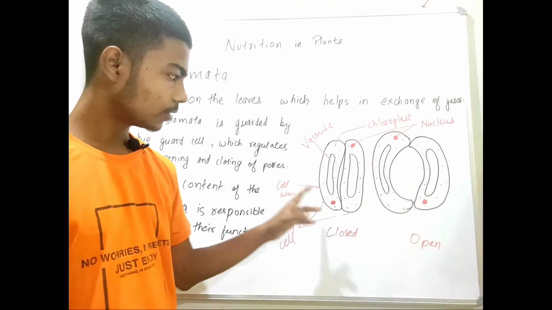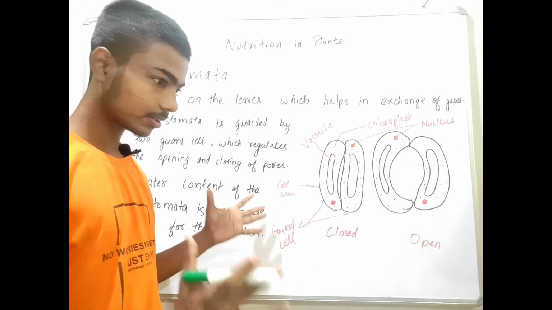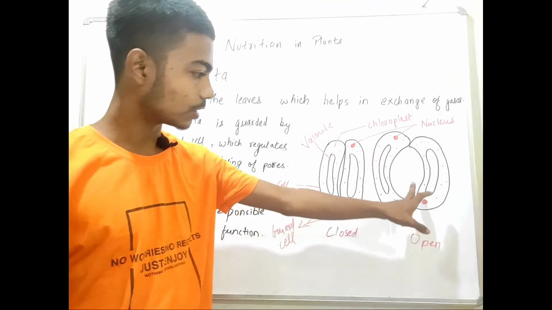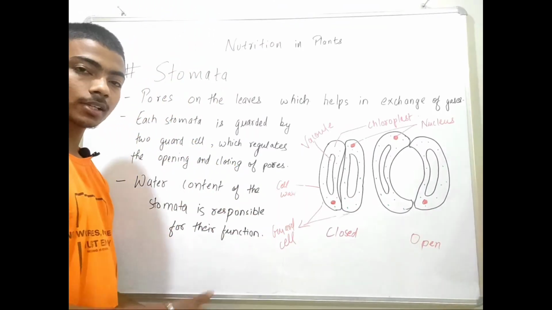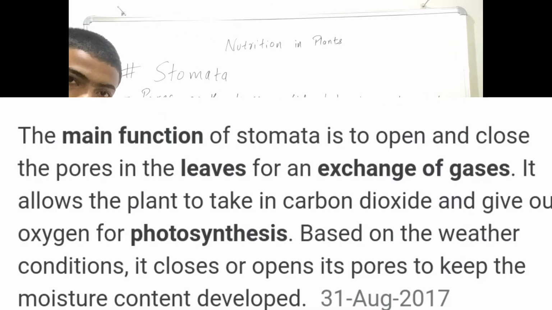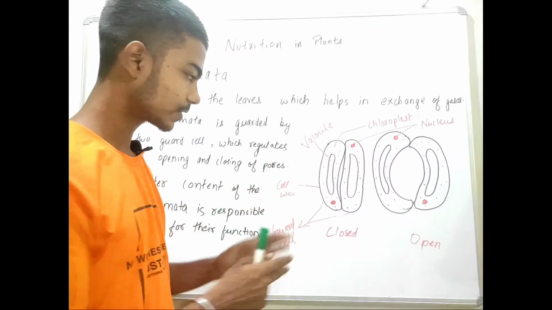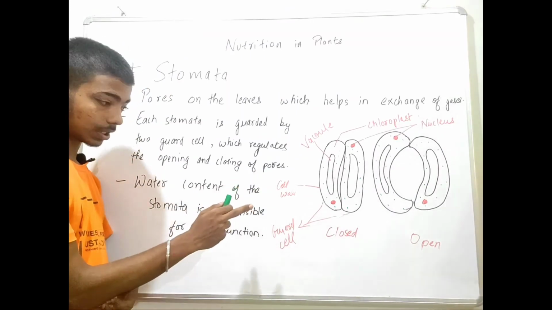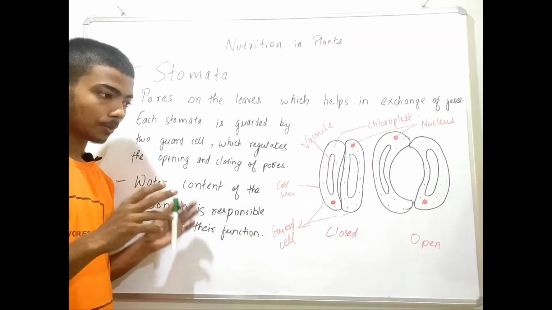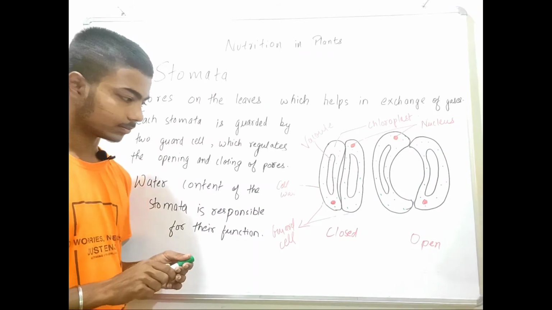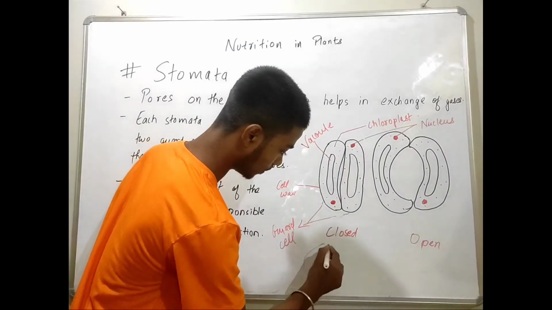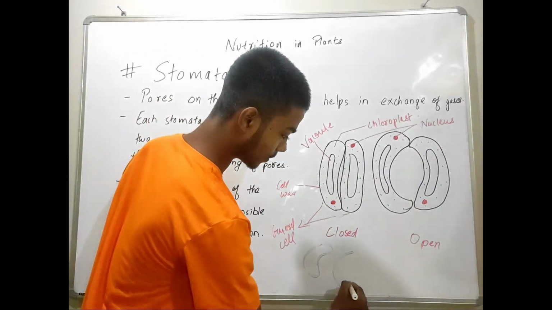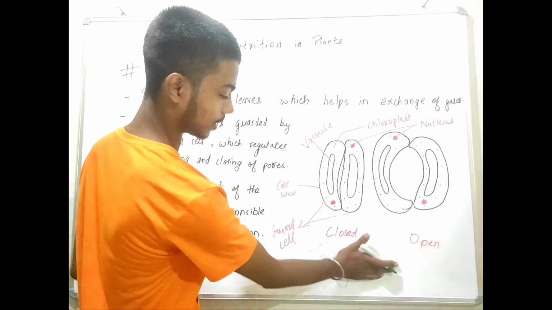So basically what happens here is it absorbs water and swells, and the stomatal pore gets opened. And when the water is again reabsorbed into the plant or is evaporated, or the water content gets low in the guard cells, they shrink and get closed. So this is the stomatal pore. One thing about the stomatal guard cell is that it is bean shaped. Our kidney is also like this, bean shaped. So the guard cell is bean shaped.